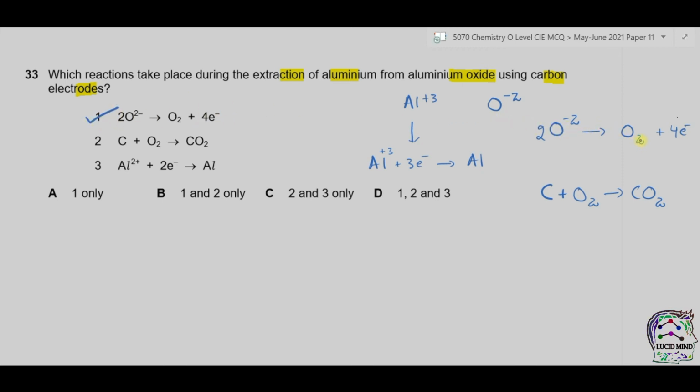Oxide ions convert into oxygen gas along with the loss of 4 electrons. Second reaction is also correct, as carbon electrodes react with this oxygen that is formed to form carbon dioxide. In third reaction, we can see that the charge on aluminum is +2, which is incorrect because aluminum charge is +3 and it will gain 3 electrons. As statement 1 and 2 are correct, answer is B.